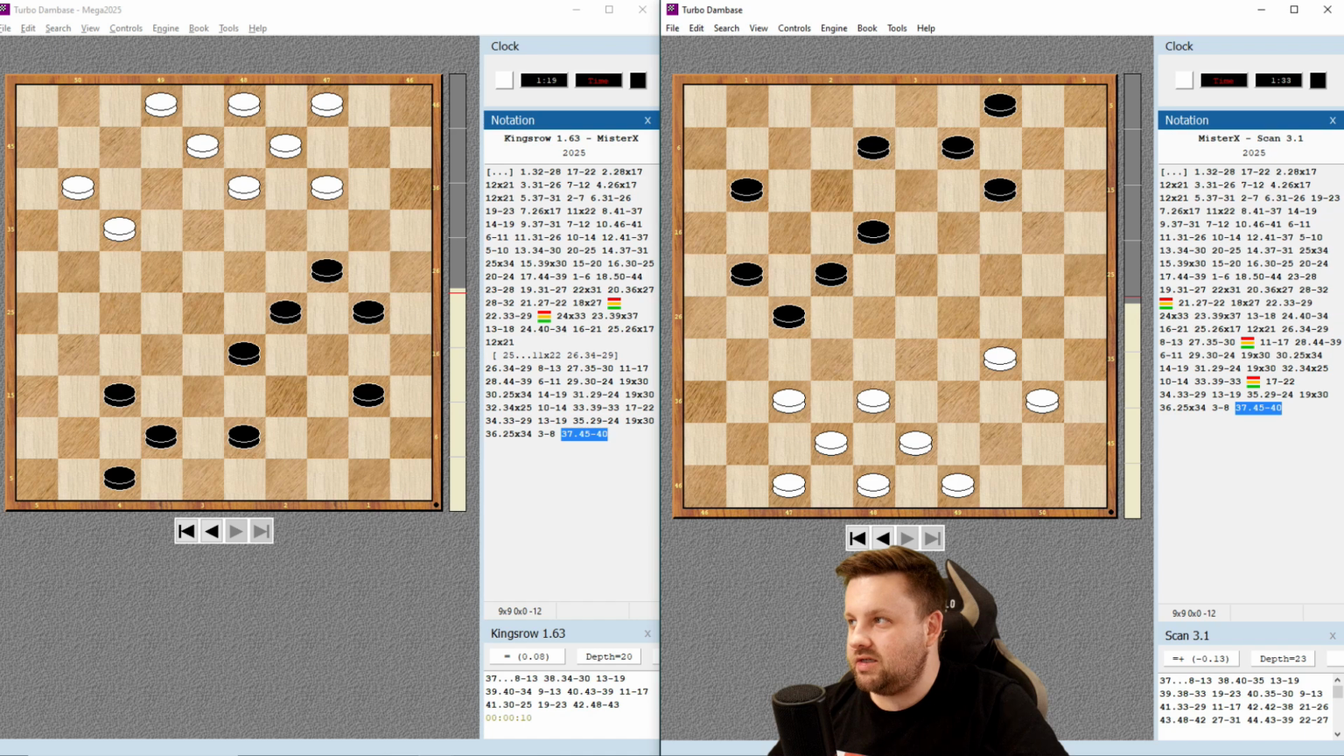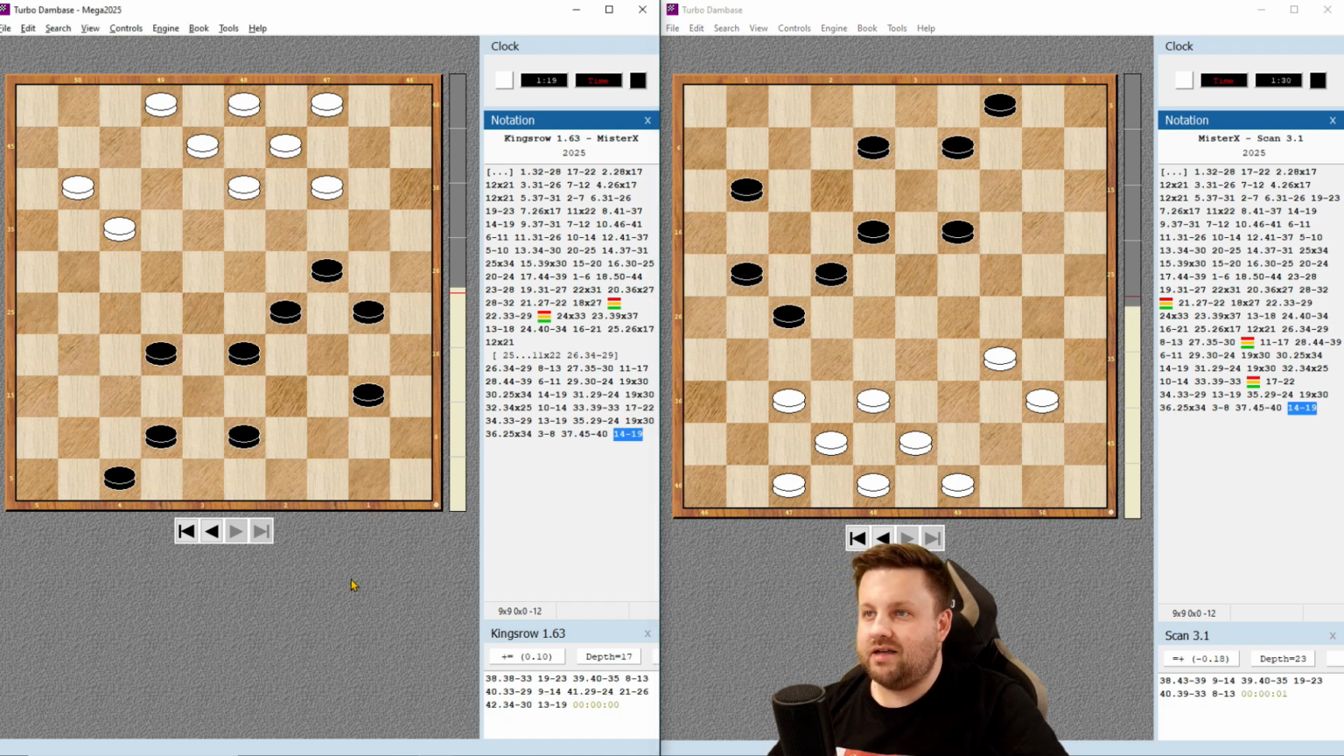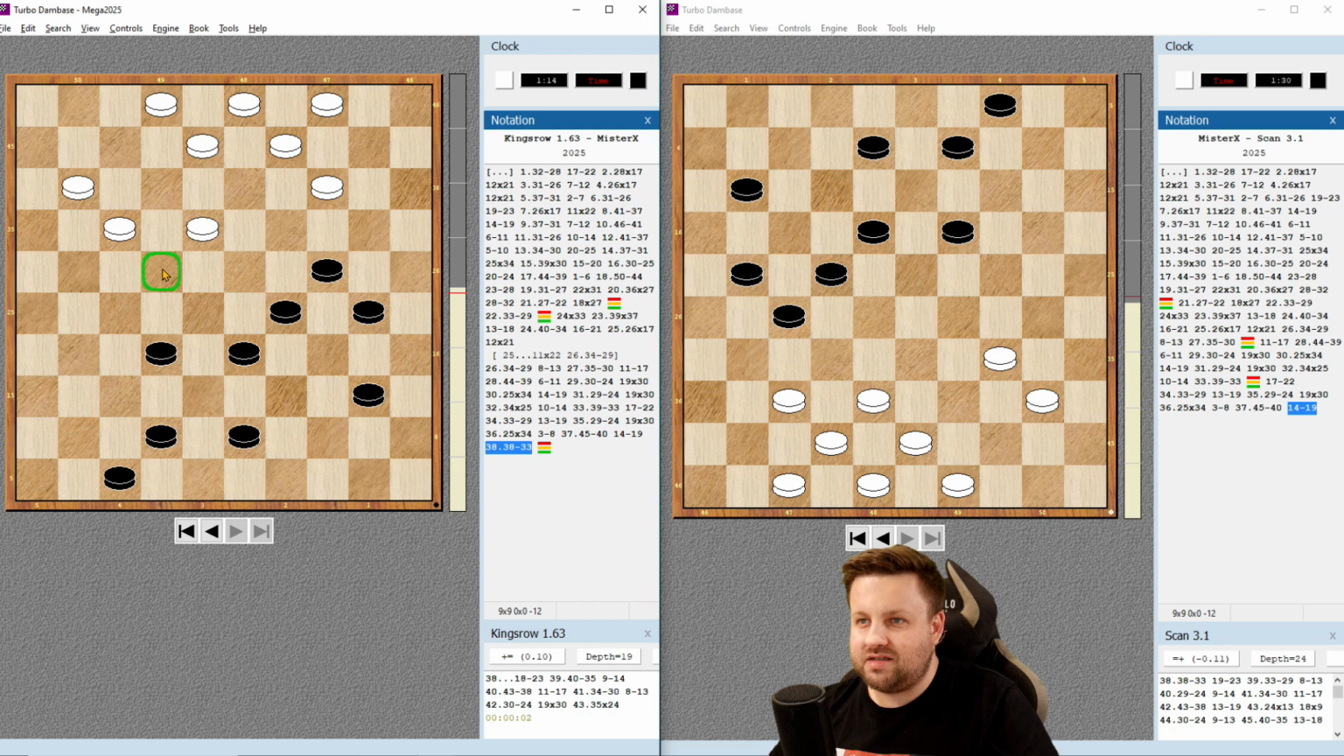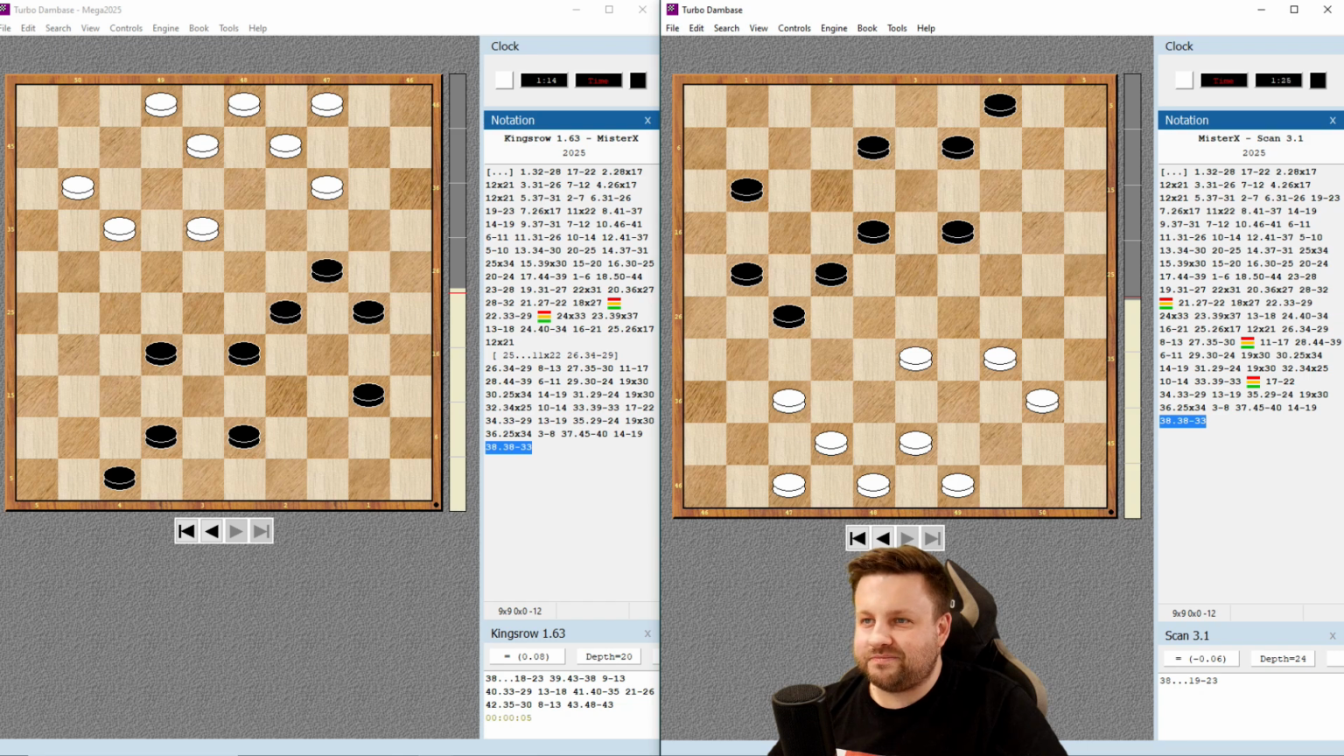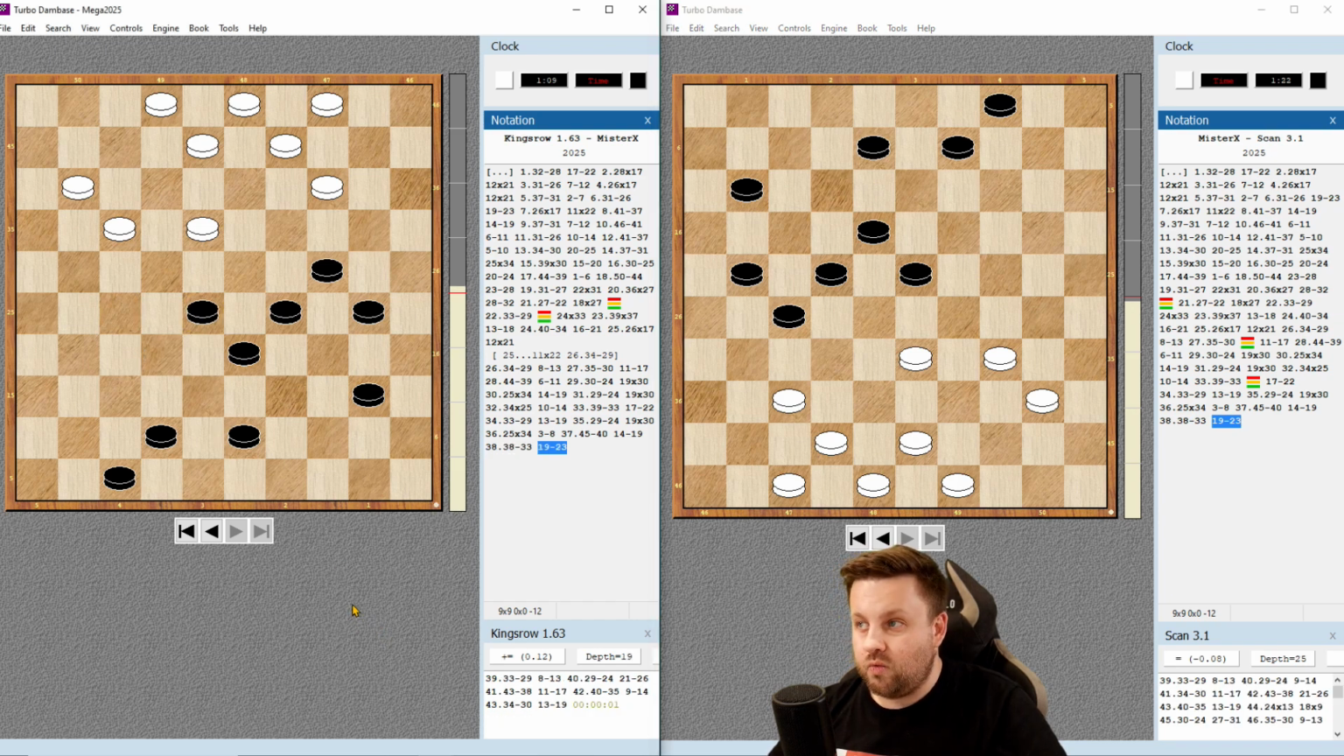45-40. What will be the next decision of Scan? 14-19. Okay, so this is the kind of move where you should already look for combinations, because some possibilities of bringing the piece here to 29, which maybe KingsRow is preparing right now, should make you calculate the tactical possibilities, but of course it's quite easy to avoid it, for example by playing 19-23, which Scan has played. What else, ladies and gentlemen?